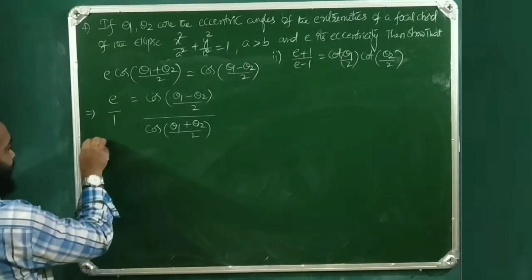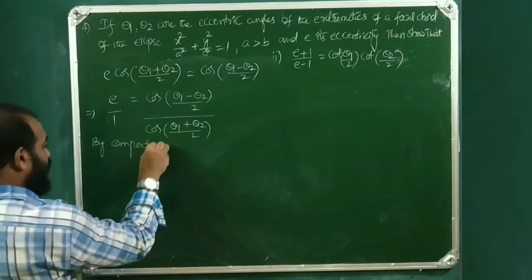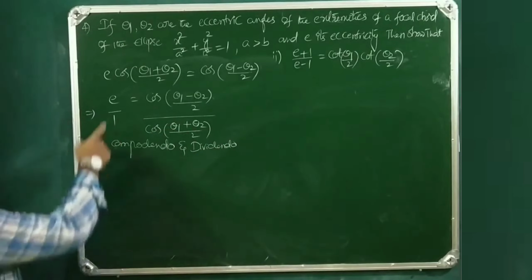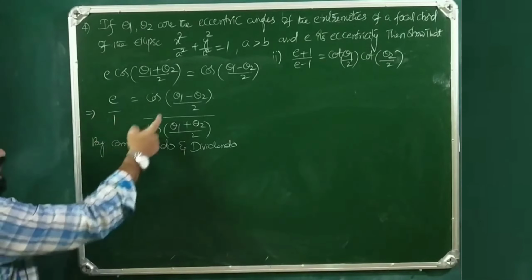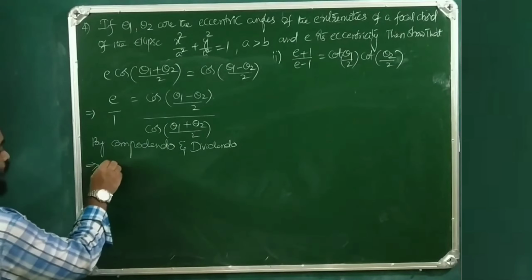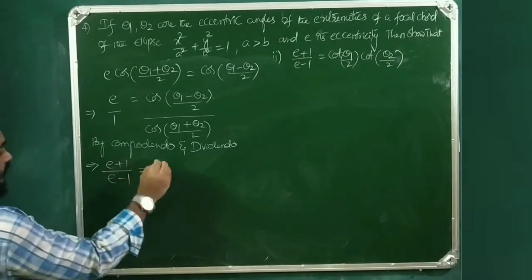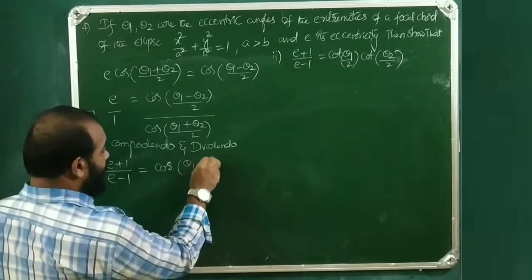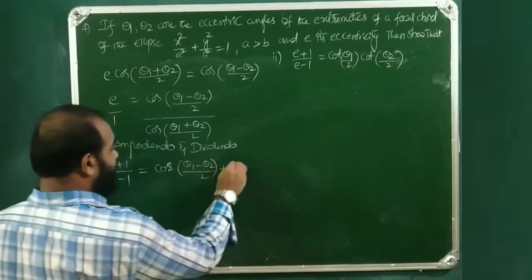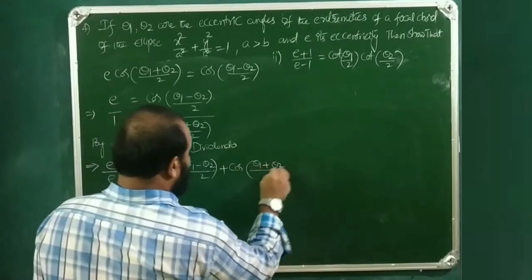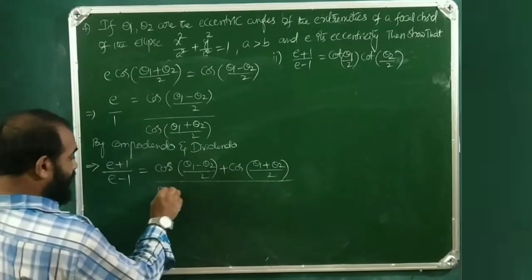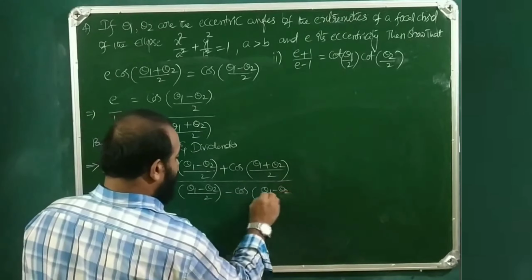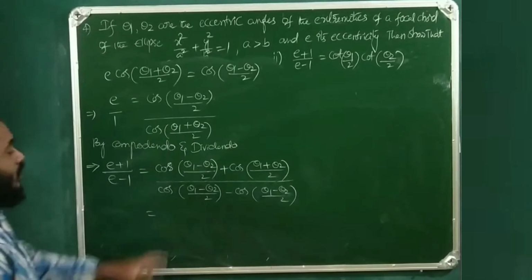Now by componendo and dividendo, what it says is, if A by B equals C by D, then A plus B by A minus B equals C plus D by C minus D. So E plus 1 by E minus 1 is equal to cos (theta 1 minus theta 2)/2 plus cos (theta 1 plus theta 2)/2 by cos (theta 1 minus theta 2)/2 minus cos (theta 1 plus theta 2)/2. This is cos C plus cos D.